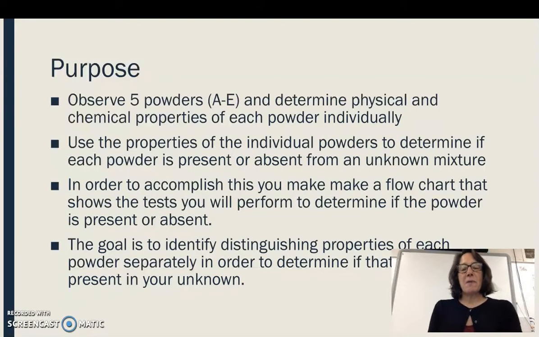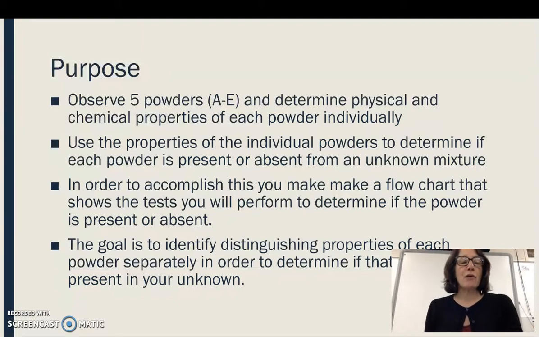So let's talk a little bit about the purpose and procedures for the Unknown Powders Lab. You're going to start by making observations of 5 different powders, and we're always just going to refer to the powders as powders A through E. At this point in time, we don't care what the actual chemical identity of each powder is. We're going to take all the physical and chemical properties of each of the individual powders, organize them into a big data table, and then your teacher's going to give you an unknown mixture that contains anywhere from 2 of those powders to all 5 of the powders.